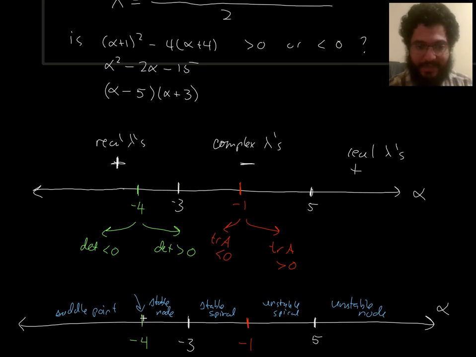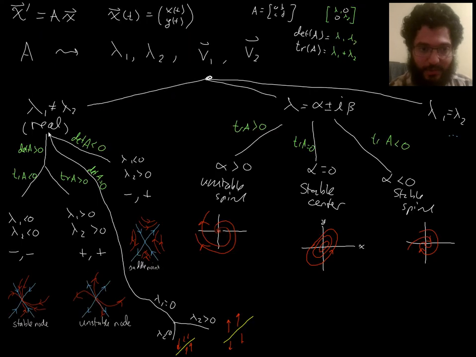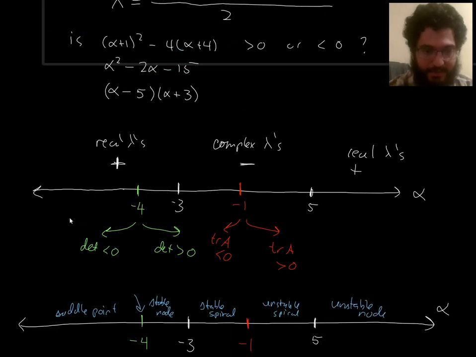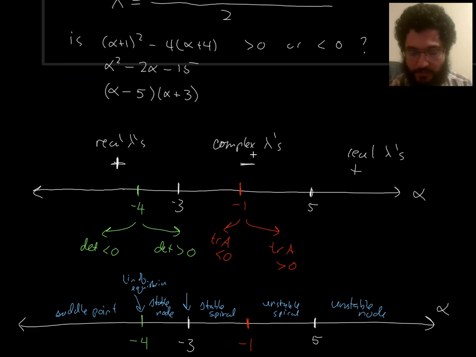What happens here? This is where the determinant equals 0, right? Where the determinant equals 0, that's where you get a singular matrix and you have a whole line of equilibria. So this is a line of equilibria. Right there. And what happens here? That's the transition between real and complex. Huh. That's where this polynomial in alpha vanishes.